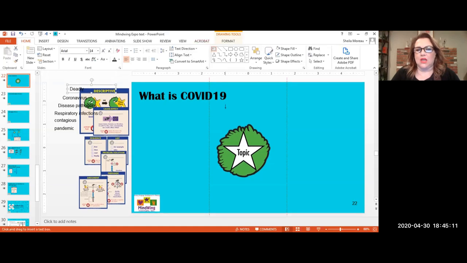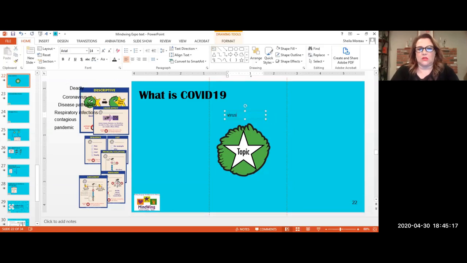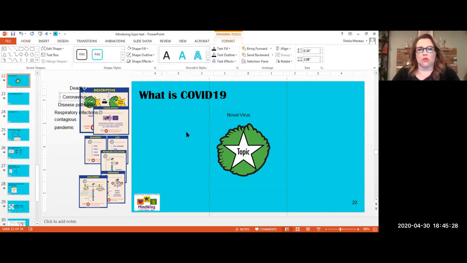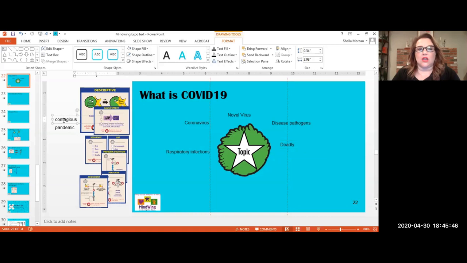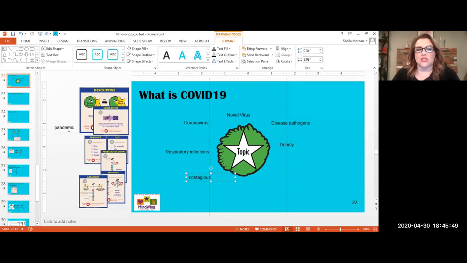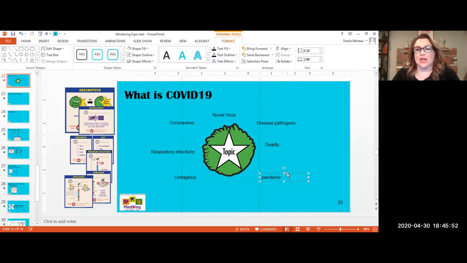Then I would take my text box from up here and start to type in virus, or, as they keep calling it, the novel virus. COVID is actually called coronavirus, so I'm going to bring that in. Somebody else said a disease, a pathogen. Somebody else said a respiratory infection. Another person said deadly. Another person said contagious. Another person said pandemic.